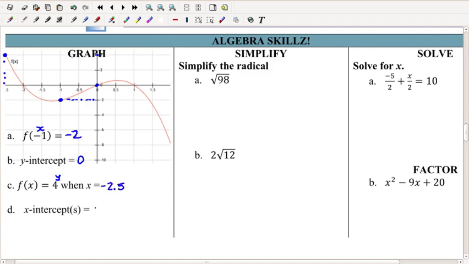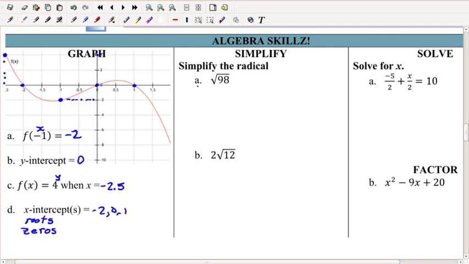X-intercepts, where do I cross the x-axis? Well, the first one is right here at negative 2. Then if I keep going over, there's another one here at 0. And if I keep going over, the last one happens here at 1. Those are my x-intercepts. They're also called roots or zeros of a function. Just getting the vocabulary in there.